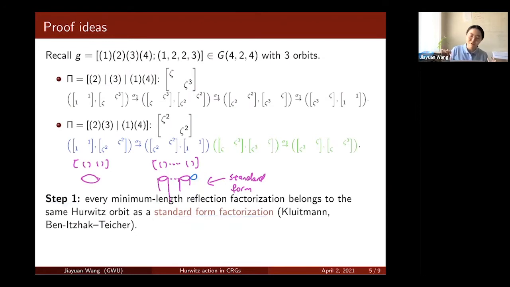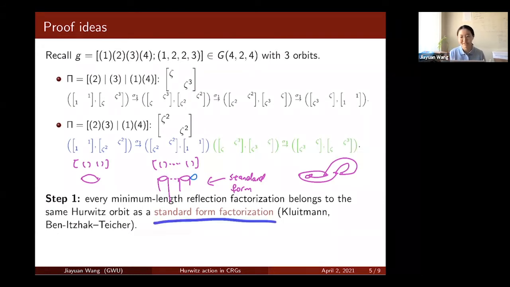And this is because for some element, they may have a factorization whose graph will probably look like this. Just completely crazy looking. So the point of this step is to show that for every minimum length reflection factorization, especially the crazy looking ones, they belong in the same orbit as some nice looking factorization that we call standard form. And this is done by the work of Krugman, Benezet, and Tiger. So then in order to count the number of orbits, it's enough to count how many orbits the standard form factorizations form.